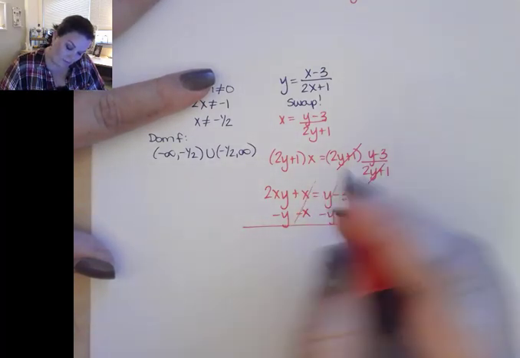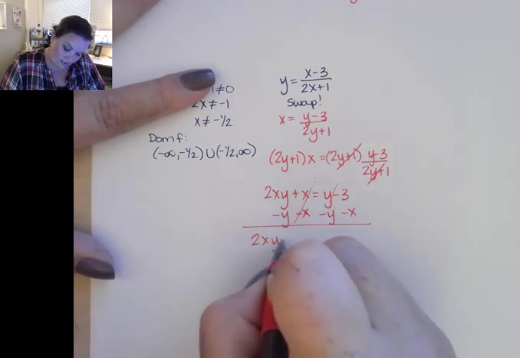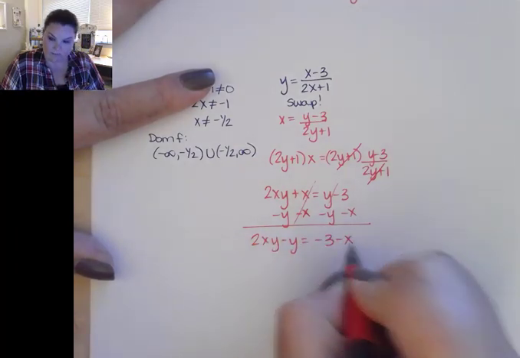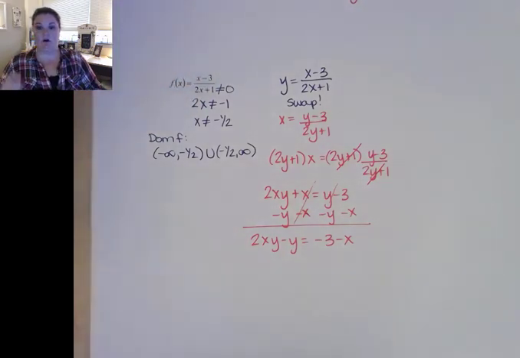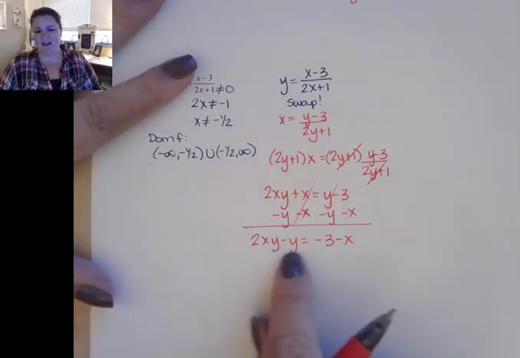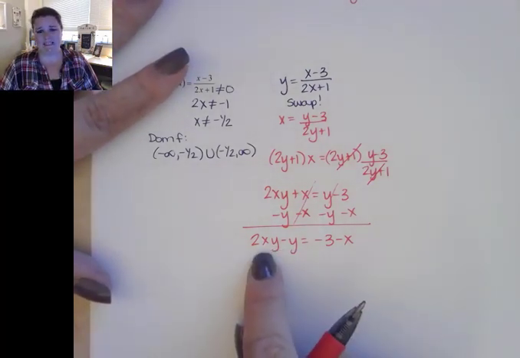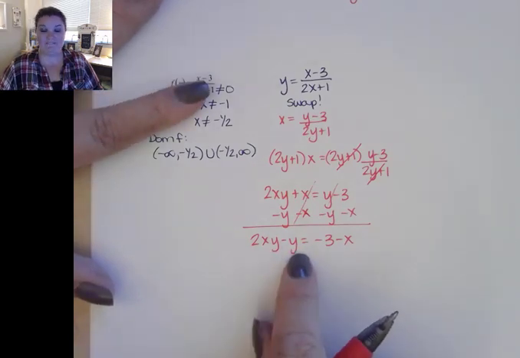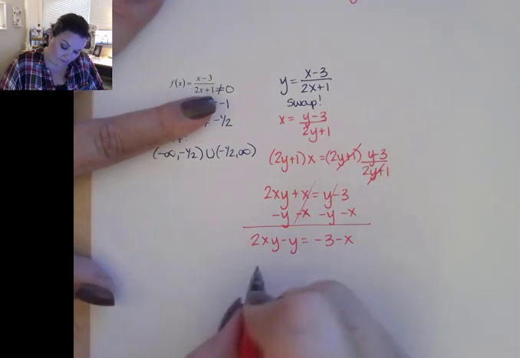So that's going to give me 2xy minus y is equal to -3 minus x. Okay, so all the y terms to one side, all the x terms to the other side. Now I can't combine these y terms because one has an x and the other one doesn't. But I can always get y by itself by factoring it out like a greatest common factor.